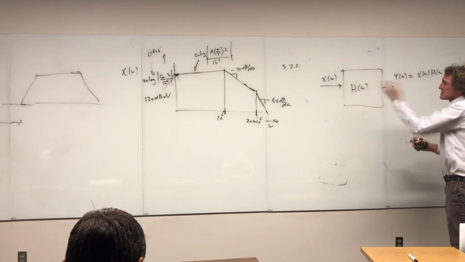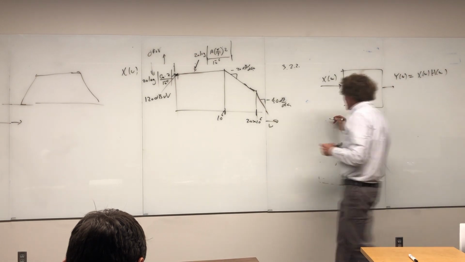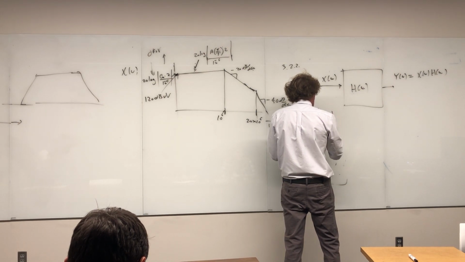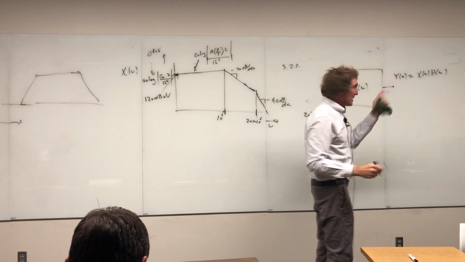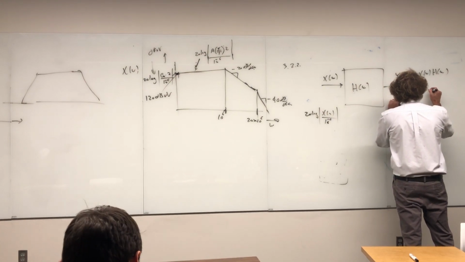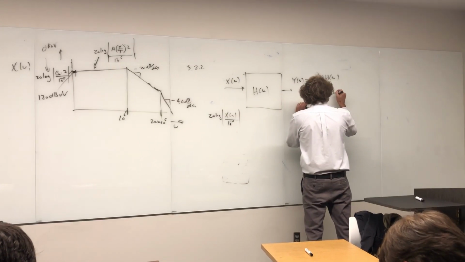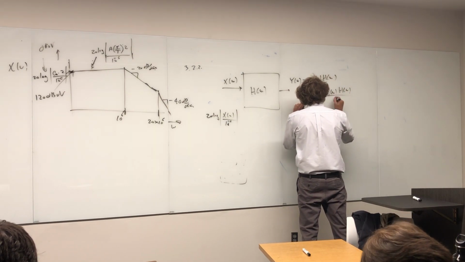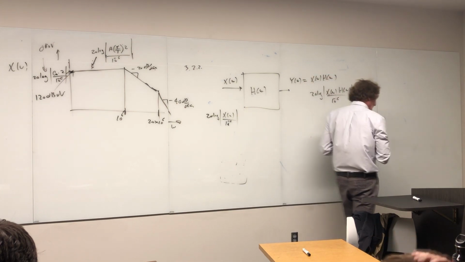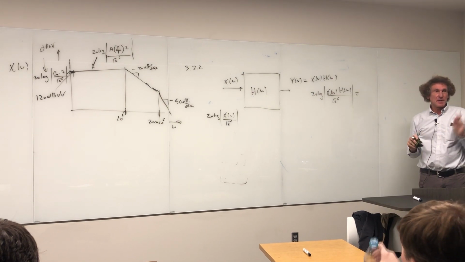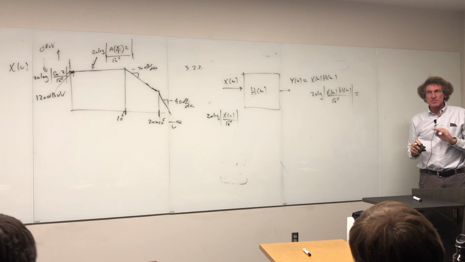Now, if this is linear, the input here would be 20 times the log of the magnitude of x of omega over 10 to the minus 6. That's what we have there, right? The output itself, if I do logarithmic scale, it's 20 times the log of the magnitude of x of omega times h of omega, divided by 10 to the minus 6. I want everything in dB microvolts. Do you follow me? So now I'm taking the log of that divided by 10 to the minus 6.